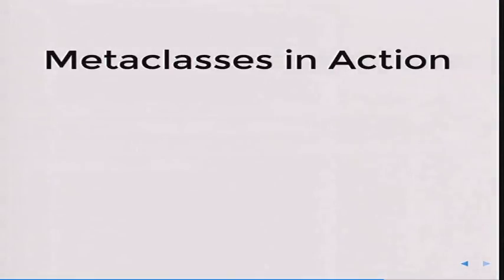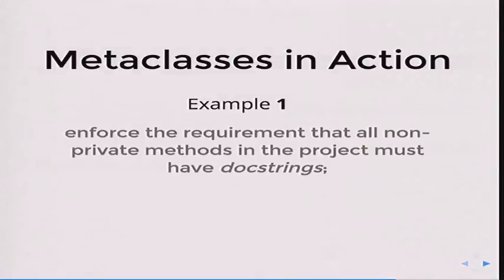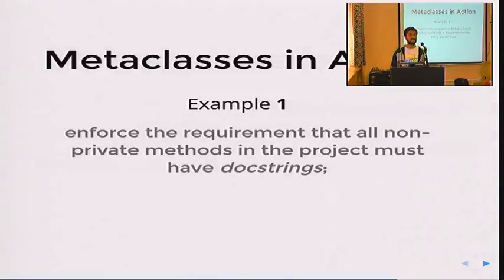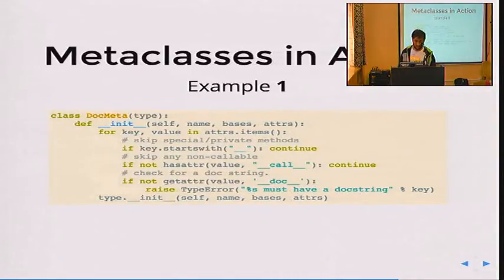So let's see some more metaclasses in action. Now we need to enforce the requirement that all private methods in the project must have a docstring. So in this case, if any private method in the class doesn't have a docstring, it will raise an error. So what do you think it will use, new or init? Yep. Since we are not creating the instance now, we are just initializing it. So we'll just do some checks, and if the check fails, we'll raise an error. Otherwise, we'll pass on. So this is how you'll do it.